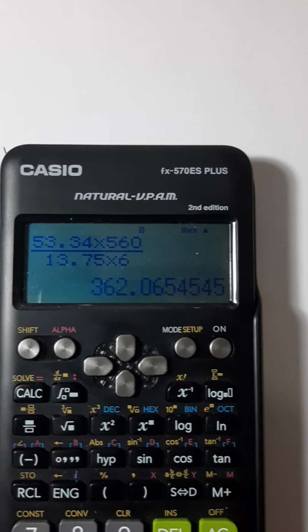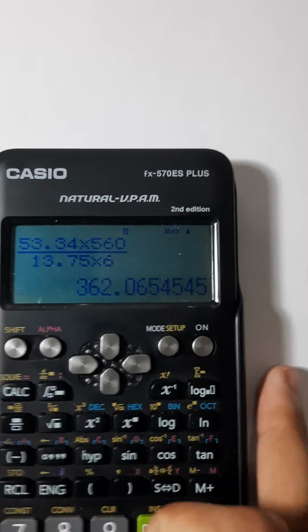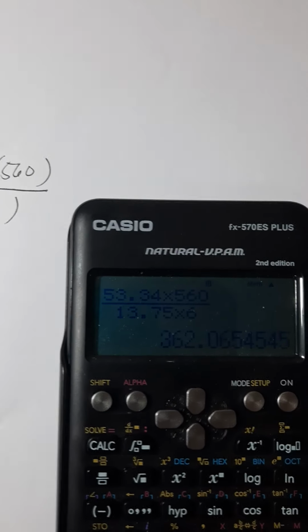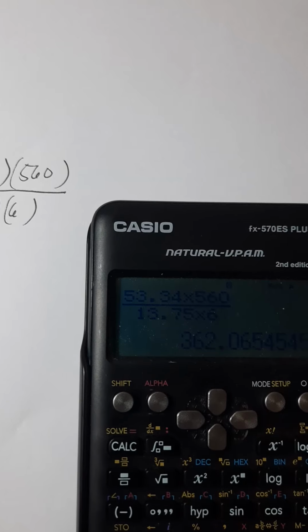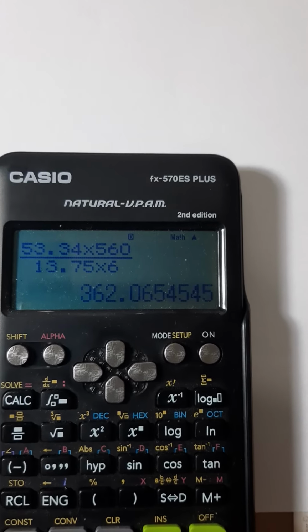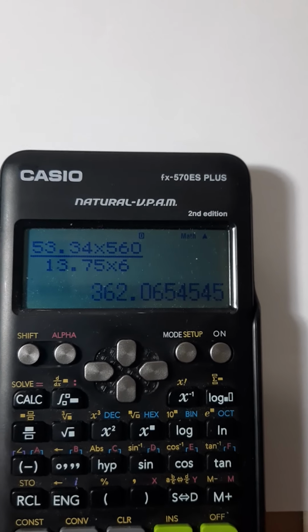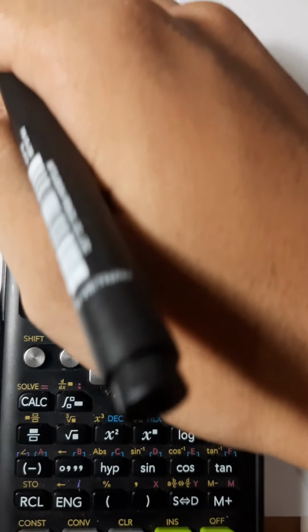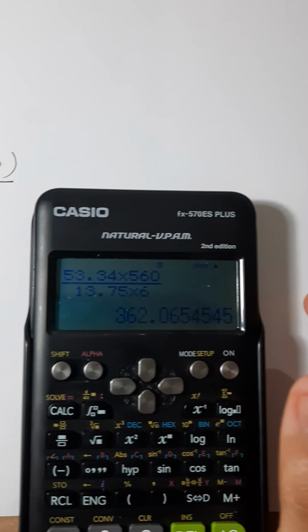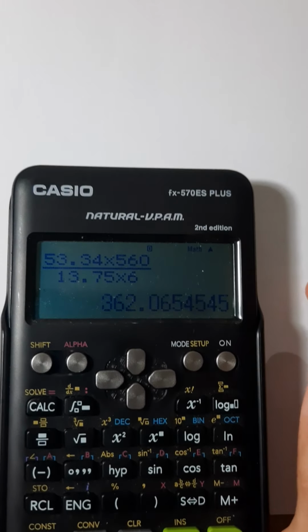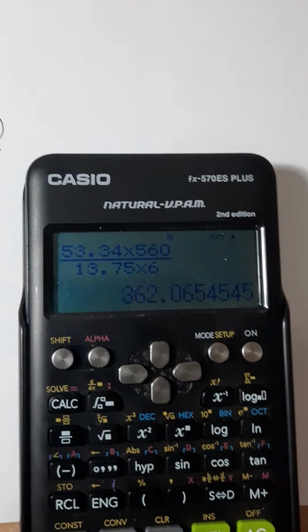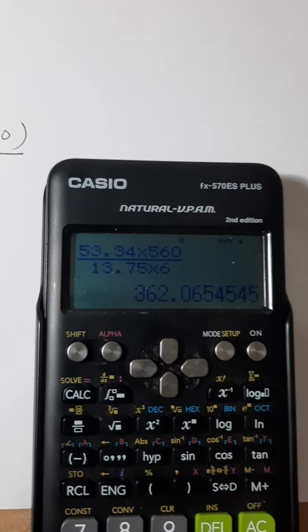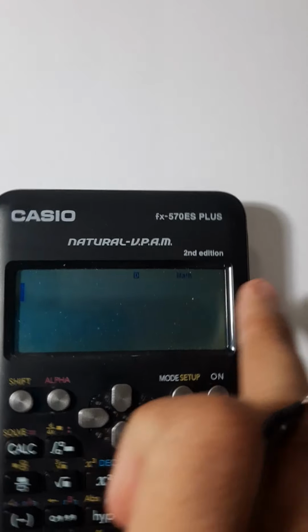The mass is 362.06, but we have to convert first the 13.75 into the feet, because it's PSI. So we have to convert this. We have to times.